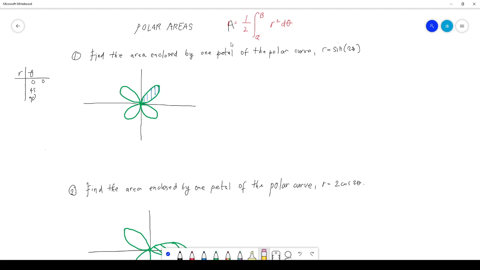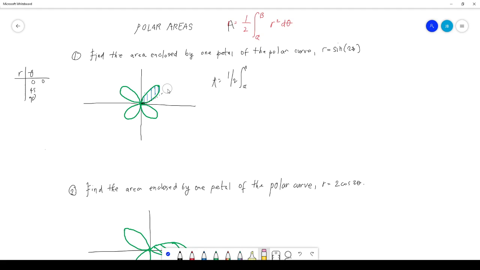Again, the formula for finding the area of the region enclosed in a curve, or in a petal here, would be area is equal to 1/2 integral from alpha to beta. So meaning the angles from this point up to this point here. So we will know that later. So let's just type from alpha to beta.